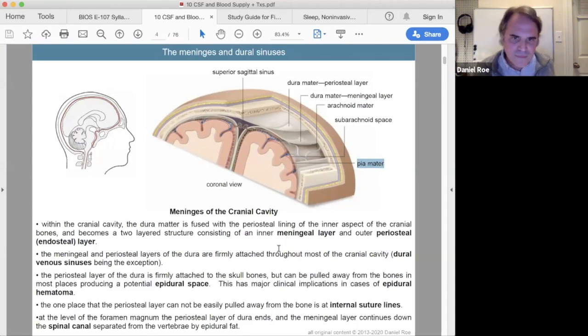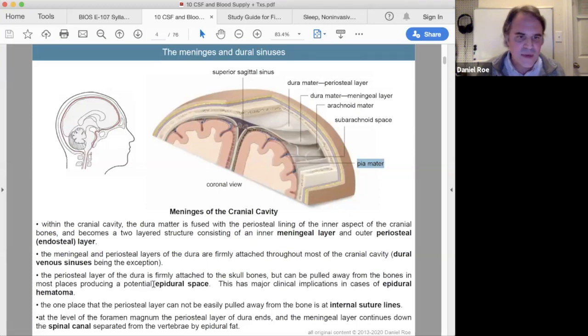So yeah, there's again this periosteal layer of dura mater and a meningeal layer, and they go all throughout the cranium. But the periosteal layer ends at the foramen magnum, and the meningeal layer continues down through the spinal canal. It's kind of surrounded by fat, and then the spinal cord is inside of the meninges. It has the same 3-layer meninges as the brain does, minus the periosteal layer of the dura mater. So yeah, this is important.